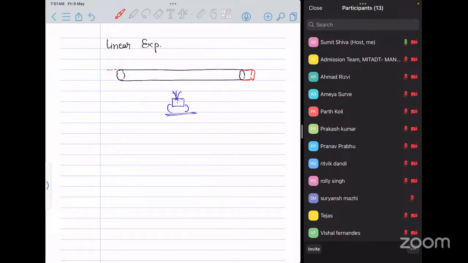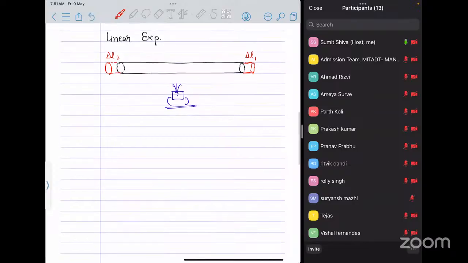And this expansion will be in both the directions. Again, I am saying it is in 1D. So I am not talking about the y-axis. It is happening in the x-axis only. But the rod has two directions of the x-axis, positive direction and negative direction. So this expansion will be in both directions, in positive direction as well as in negative direction. Let me call it delta L1, that is change in length in positive direction, and delta L2, that is change in length in negative direction.